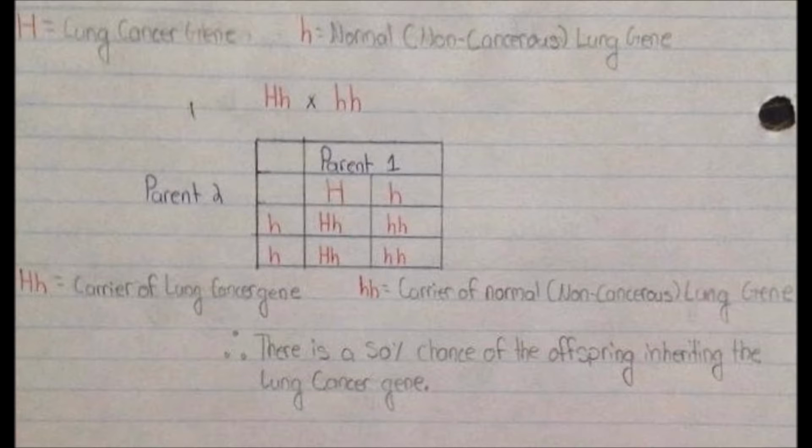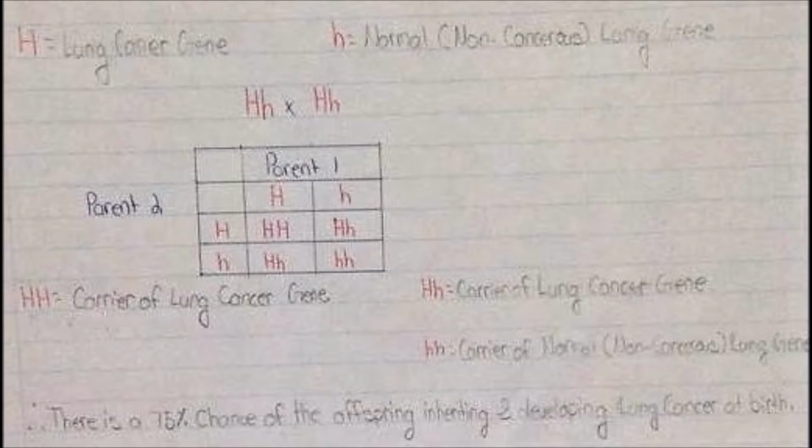If a parent containing the dominant cancerous gene underwent fertilization, then when the zygote develops, there is a 50% chance for the offspring to have the genotype, resulting in lung cancer. But if both parents contain the dominant cancer gene, then there is a 75% chance for the offspring to have the genotype, resulting in lung cancer. This is proven by the Mendelian laws of dominance.